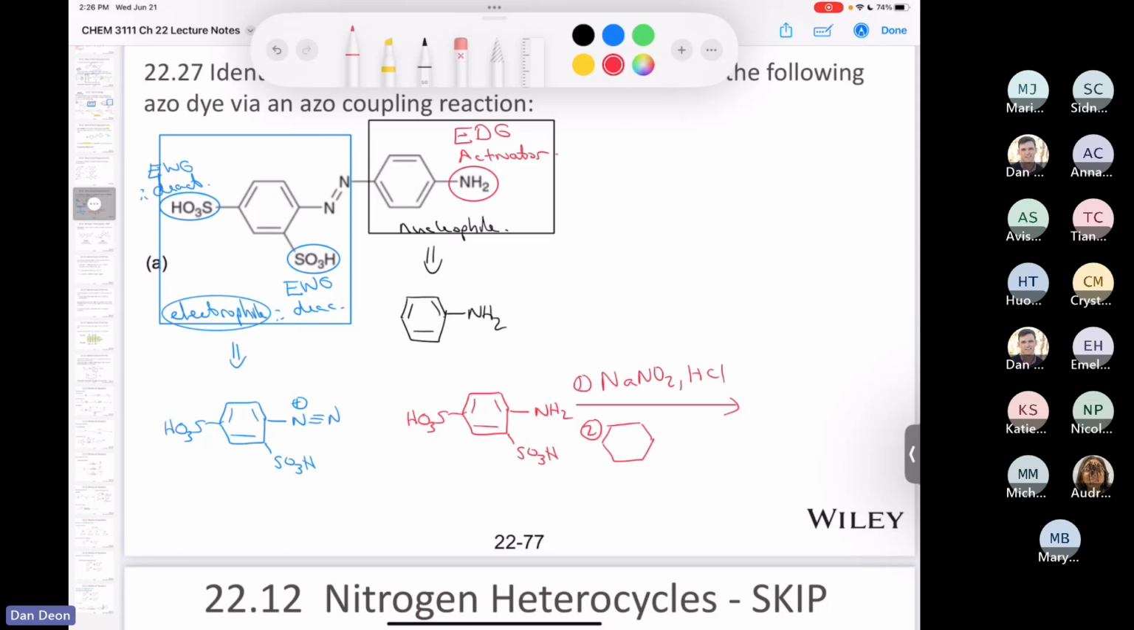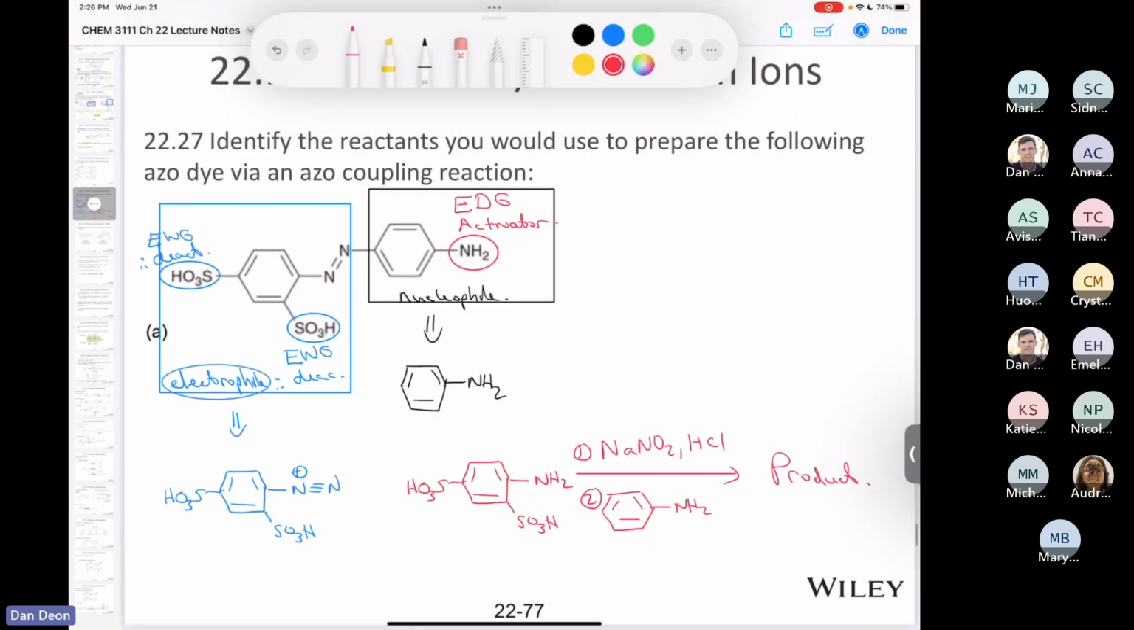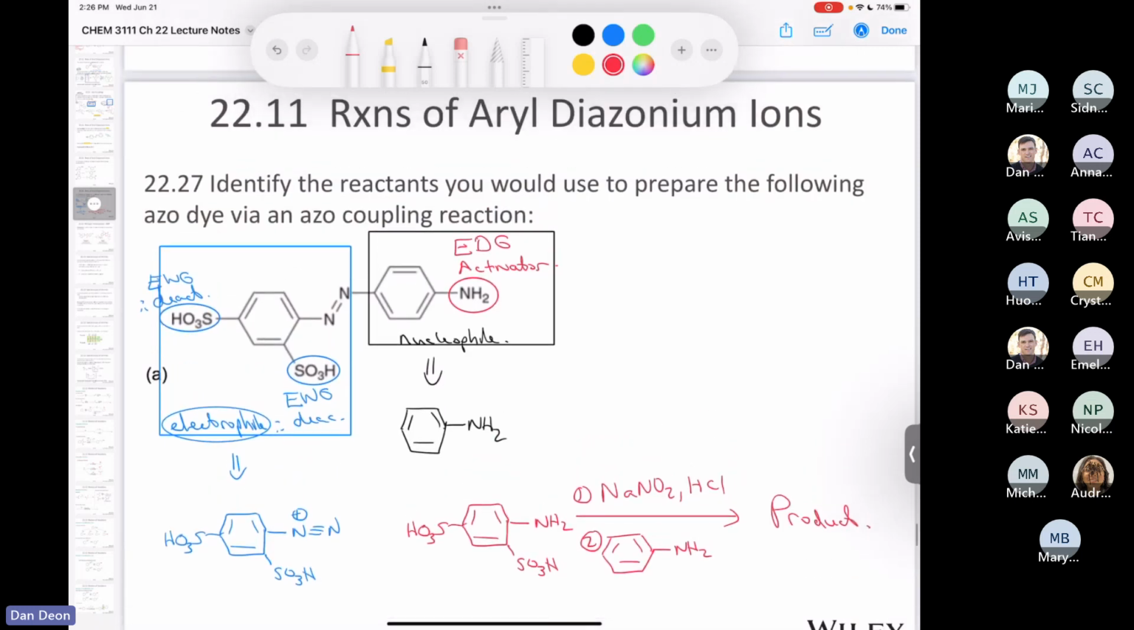So I put in my aniline, right? And that's my nucleophile. And that's going to give me the product. And that's all you need to know. Okay, as a Chemistry 3111 student, you're going to have to go over the practice problems in the textbook, but I think this is about the level that we go to in this class with respect to diazotization. All right, nothing more than that.